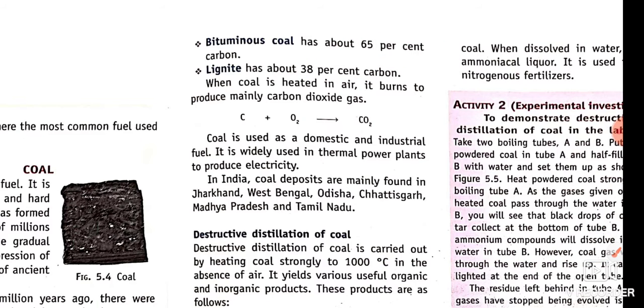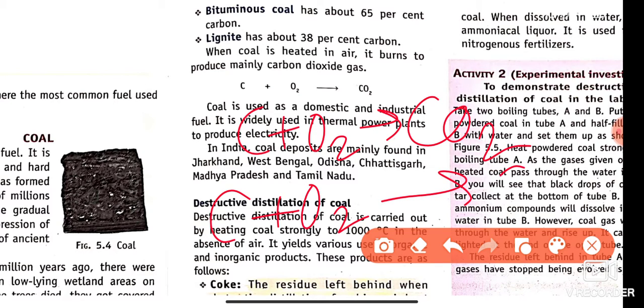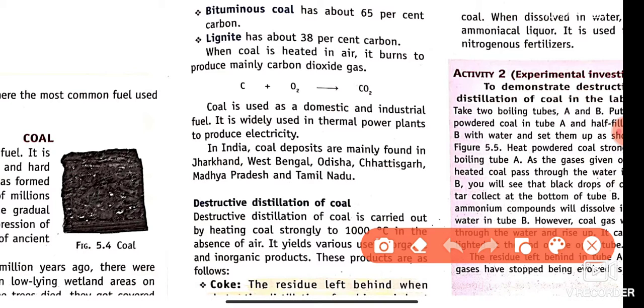And what happens when we burn coal in air? When coal burns in a complete supply of oxygen, it releases carbon dioxide, which is an acidic oxide. When coal burns in an insufficient supply of oxygen, or lack of oxygen, then it forms carbon monoxide. Okay, one more thing is important here. We all know where coal is used? Coal is used to generate electricity in thermal power plants.